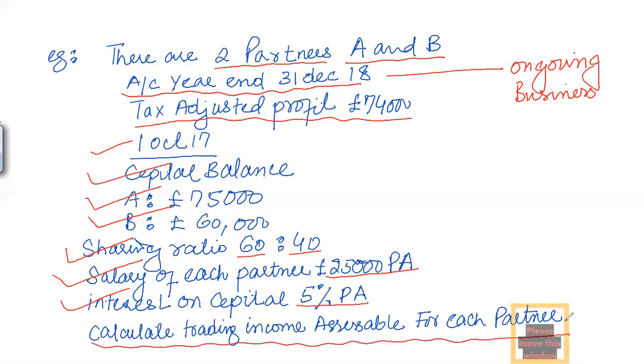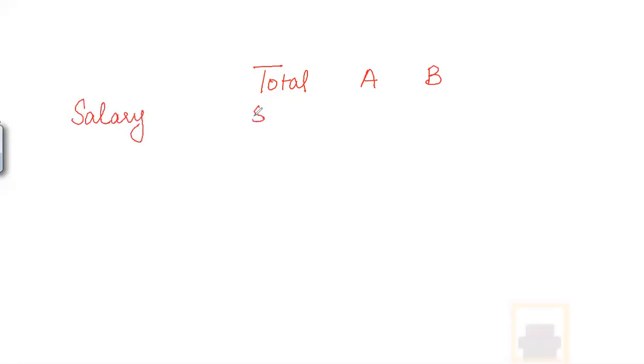Now we have to prepare the profit and loss appropriation account in order to find out the value. So let's deal with this. A profit and loss appropriation account will look like this. You can see a column of total, and first partner and second partner. Now, first of all, consider salary of each partner. So total salary is 50,000 as each partner gets 25,000 each for the whole year.